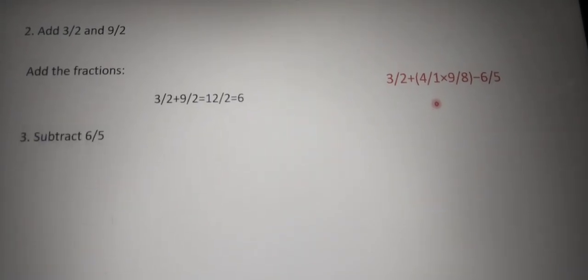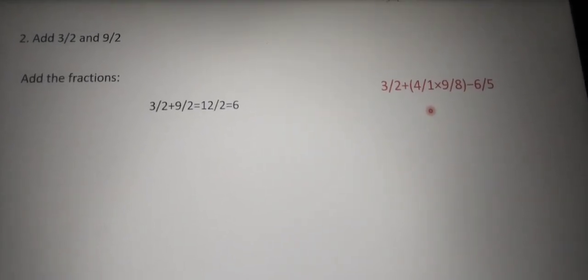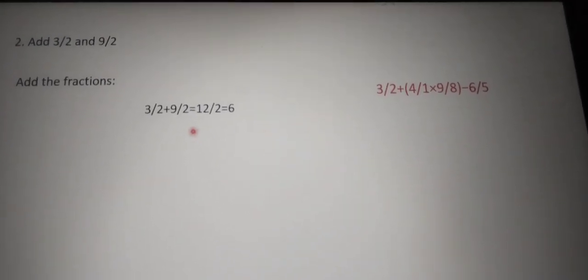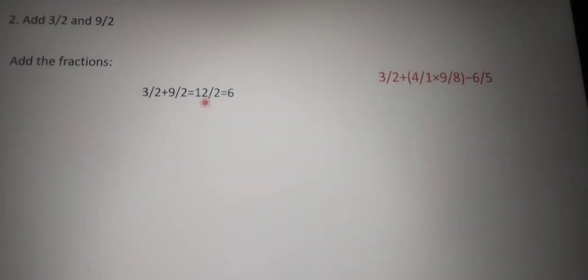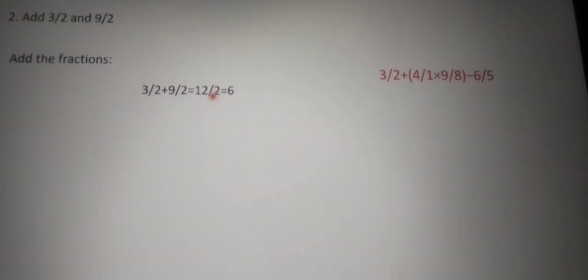When we add the fractions 3/2 and 9/2, they have the common denominator, so I can easily add them. It will be 12/2. 12 can be divided by 2, which gives us 6. So the answer is 6.